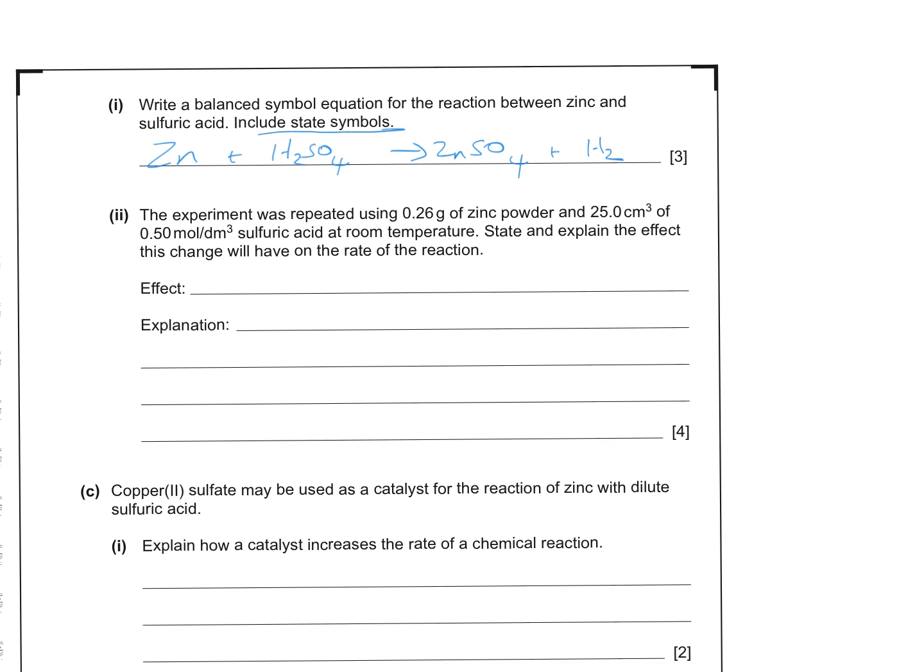It does ask us here to include state symbols. Well, zinc metal is obviously a solid. The sulfuric acid is aqueous, it's in solution. The zinc sulfate formed will also be in solution, so it's aqueous, and hydrogen is a gas, so we put a G.